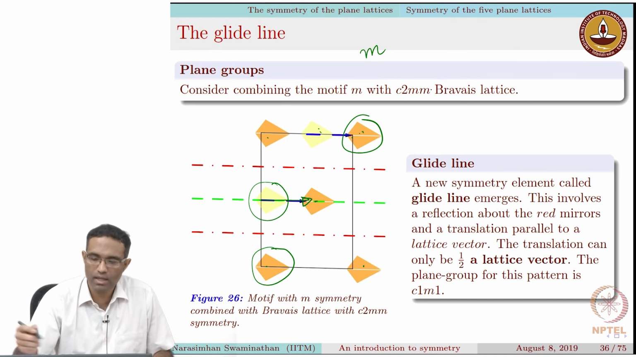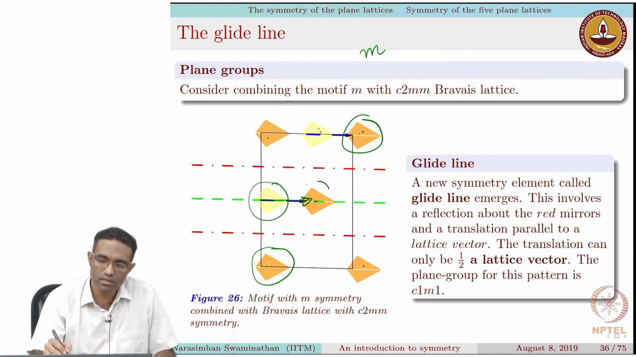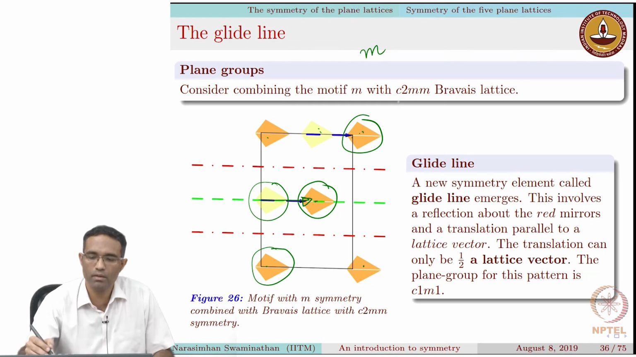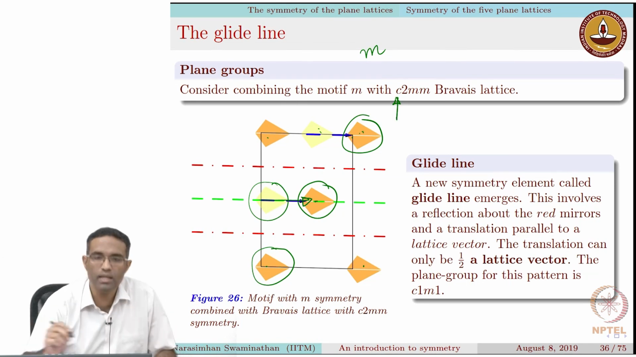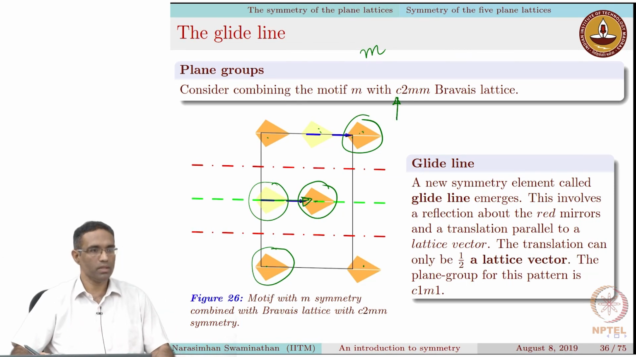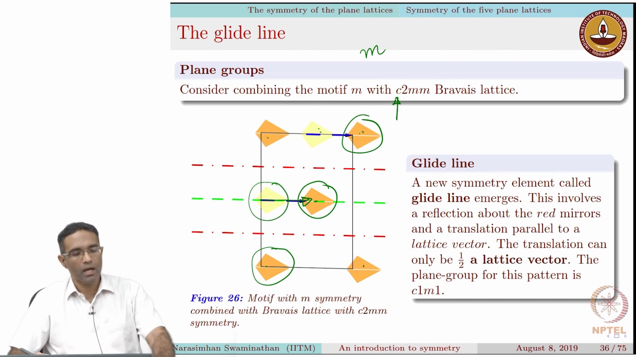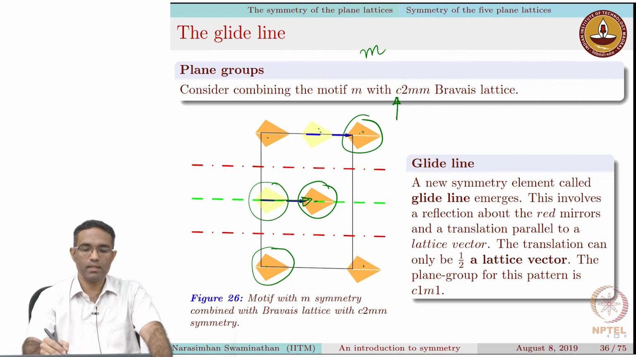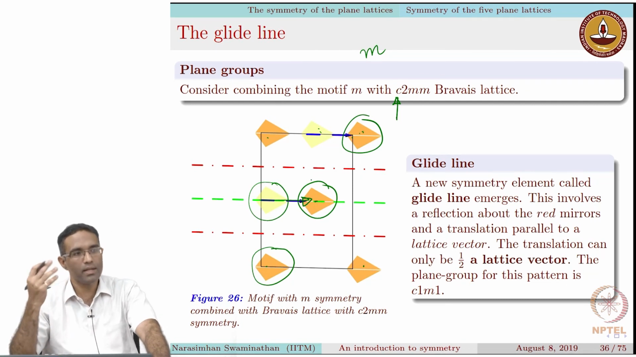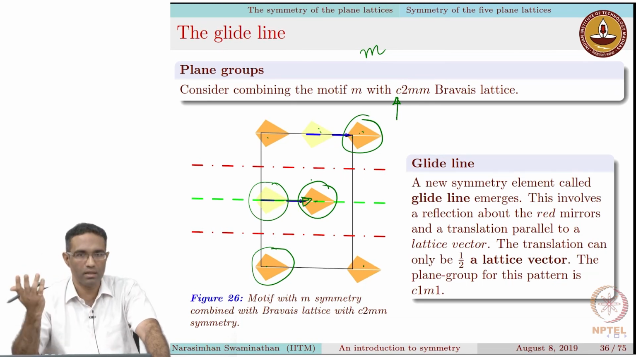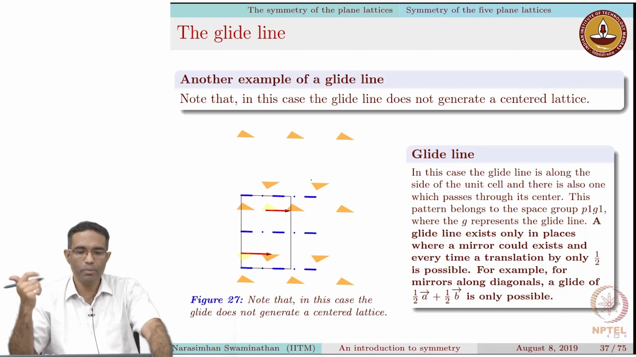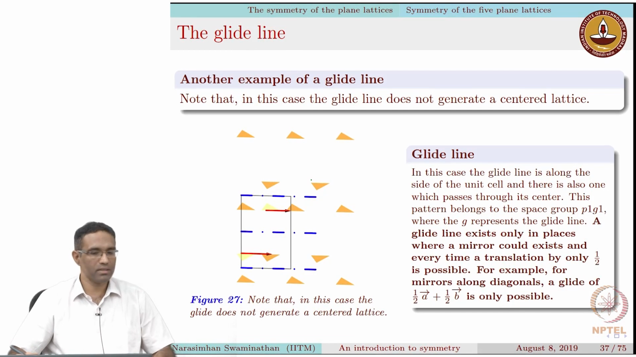So this introduces this glide line, but since this is present right in the center of the unit cell, we can use the C to talk about the centering. This is of course not primitive. Now it is not necessary that when the glide reflection is present, the new motif is always produced at the center of the unit cell. It could be located at other places as well.